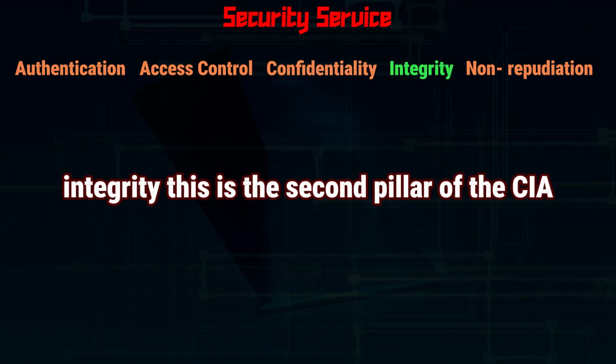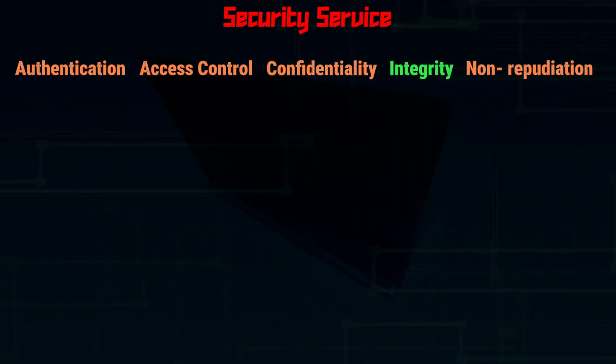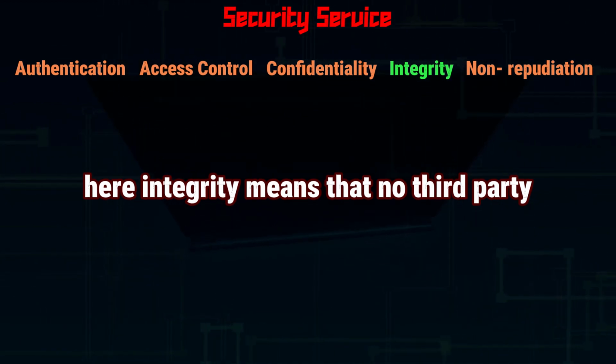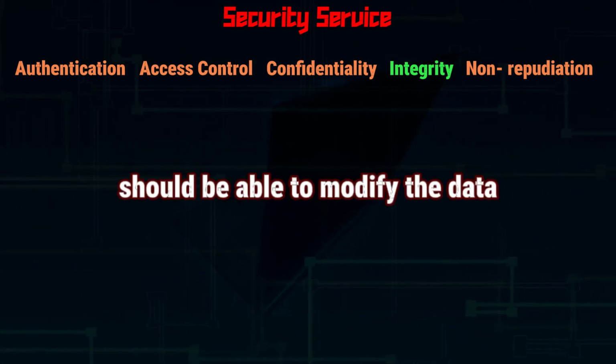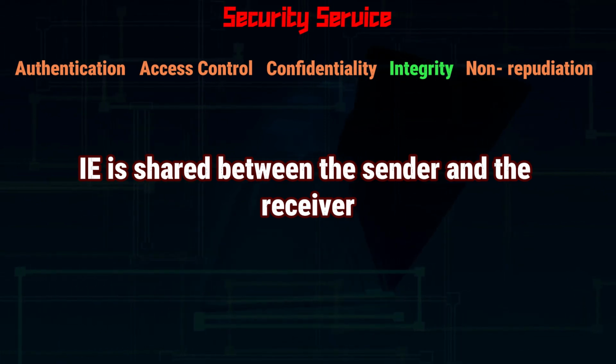Integrity. This is the 2nd pillar of the CIA. Here, integrity means that no third party should be able to modify the data shared between the sender and the receiver.